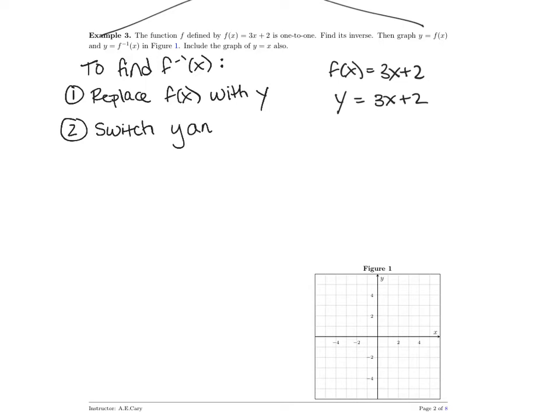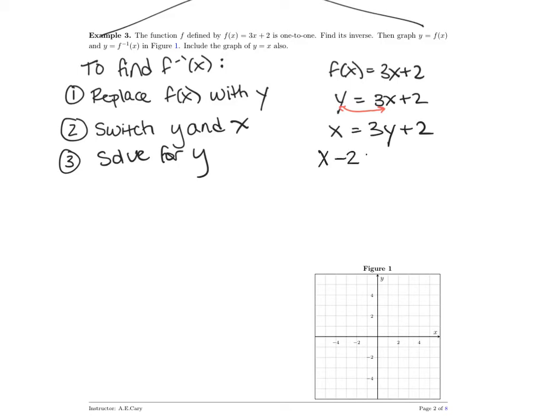Okay. Second step, switch y and x. So I'm going to take my y and my x and switch them. It's going to leave me with x is equal to 3y plus 2. Now step 3, solve for y. Now that I've switched y and x, if I solve to get y by itself, I'm essentially undoing all of the steps that we would normally do in finding the inverse. So first thing I'm going to do is subtract 2 on both sides. So x minus 2 is equal to 3y. And then in order to get y by itself, I'm going to divide both sides by 3.